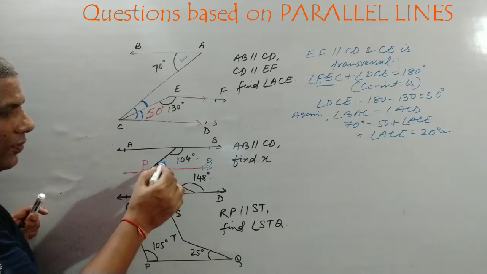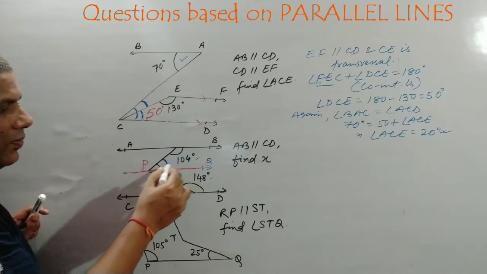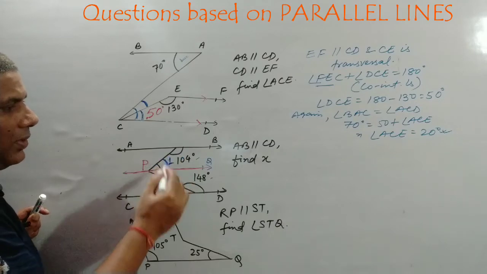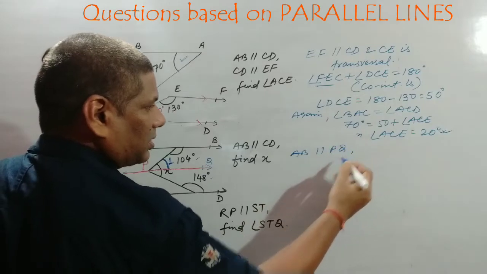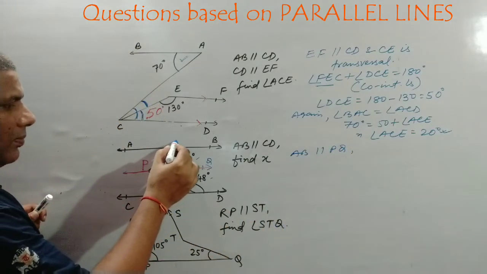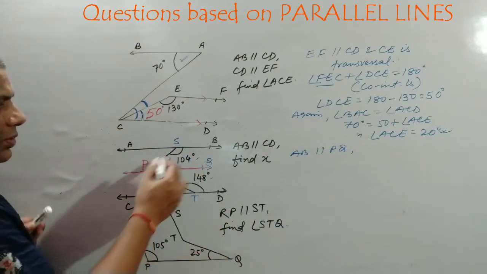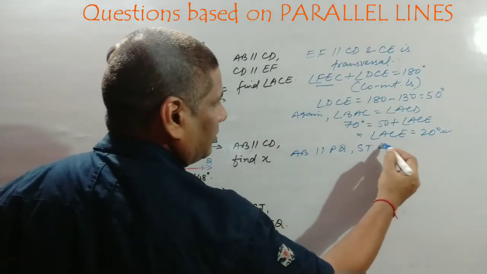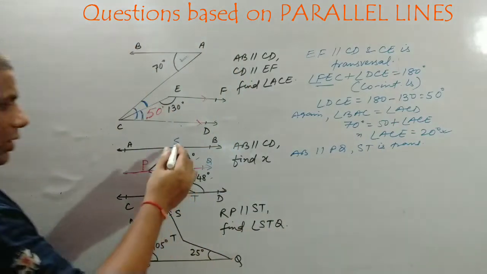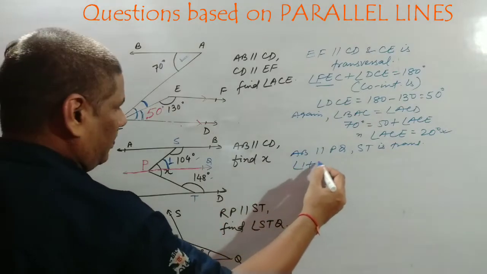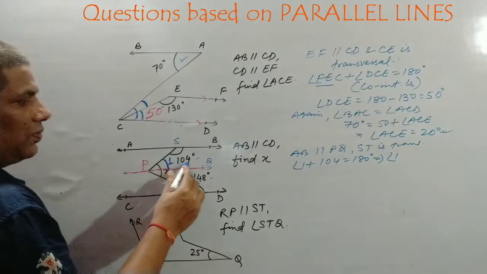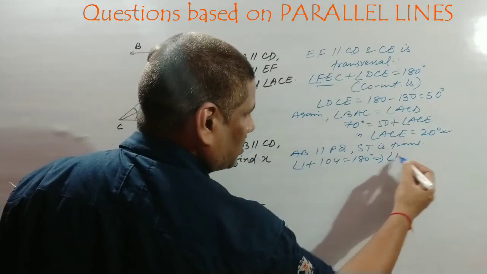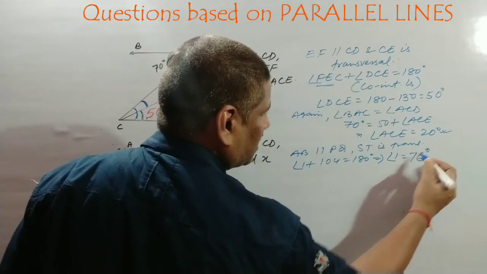So this is 104 degrees. So what will be this angle here? Again this will make 180 degrees. Mark it as angle 1. Since AB is parallel to PQ by construction, and marking S and T here, ST is a transversal. Therefore angle 1 plus 104 equals 180 degrees. This implies angle 1 is 180 minus 104, that is 76 degrees.